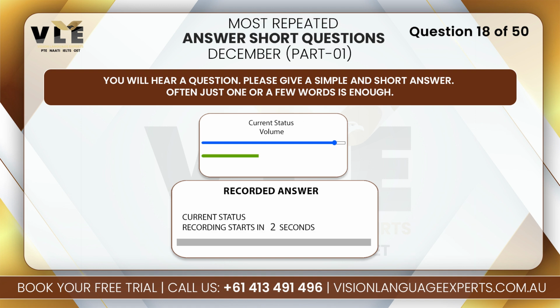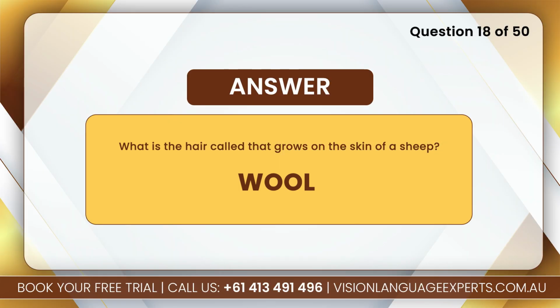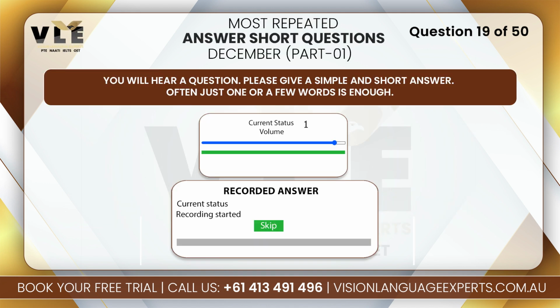What is the hair called that grows on the skin of a sheep? Wool.